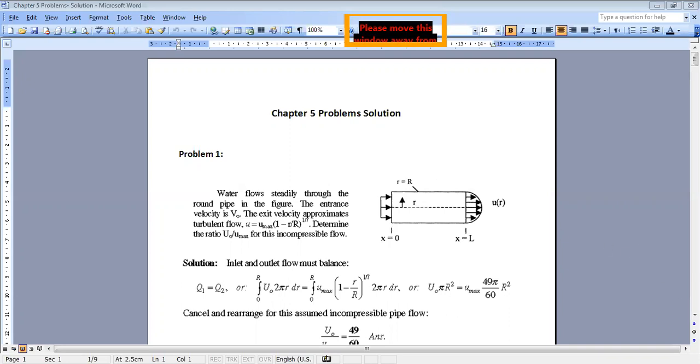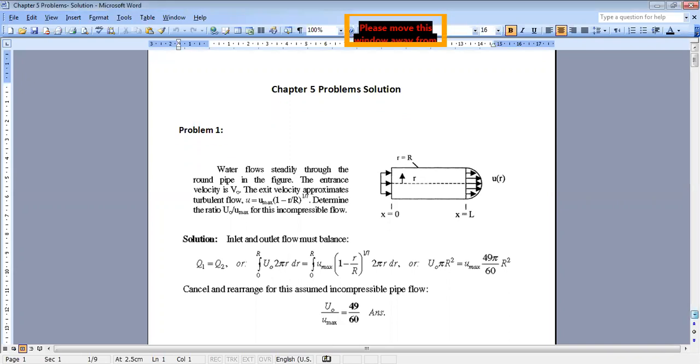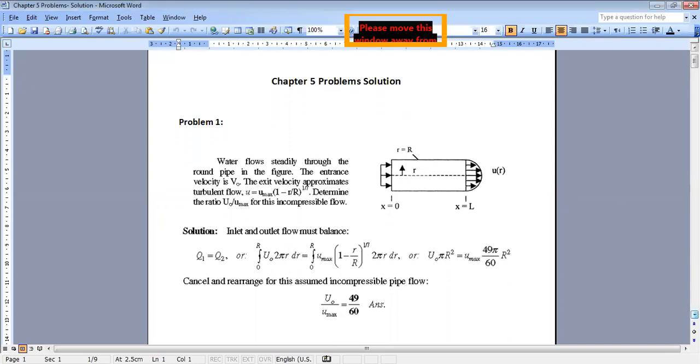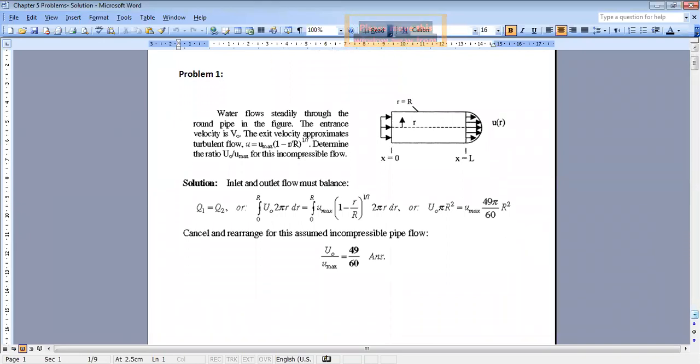In the following problem, water flows steadily through the round pipe shown in the figure. The entrance velocity is uniform, equal to V0, while the exit velocity is given by U equals U max, which is a certain constant, times (1 minus r over R) to the power 1 over 7. Determine the ratio U0 over U max for this incompressible flow.